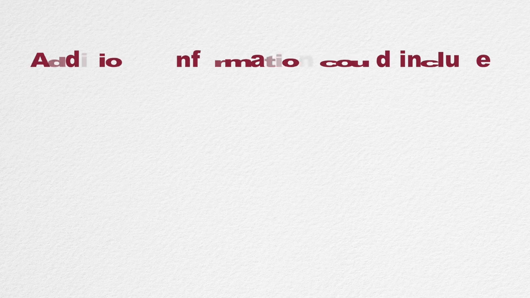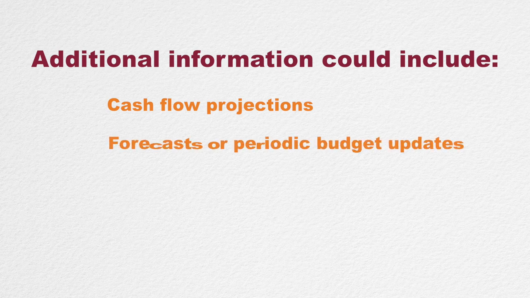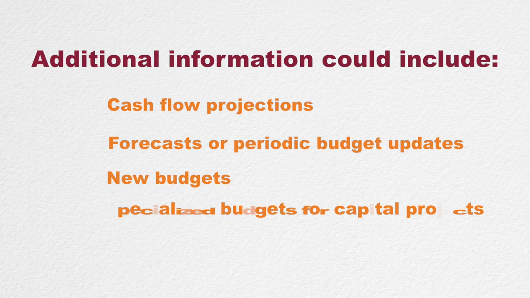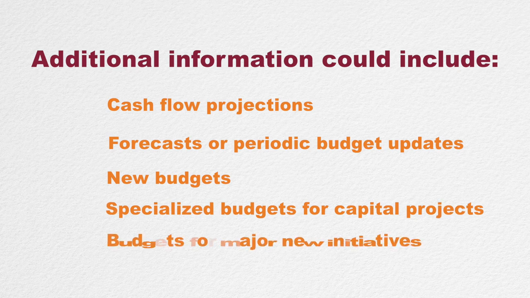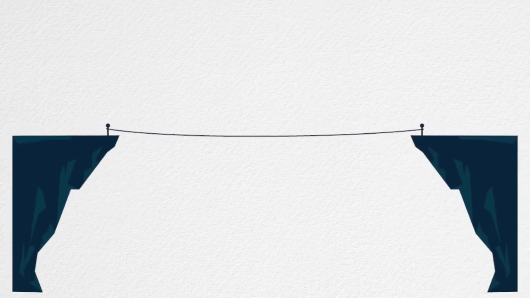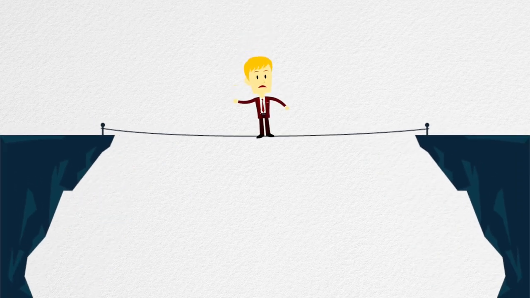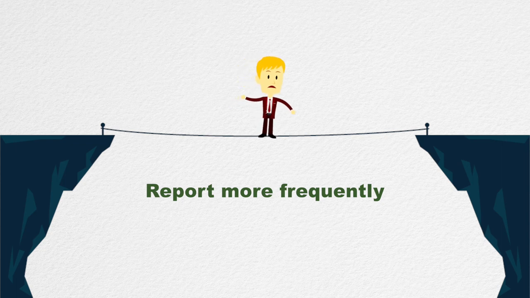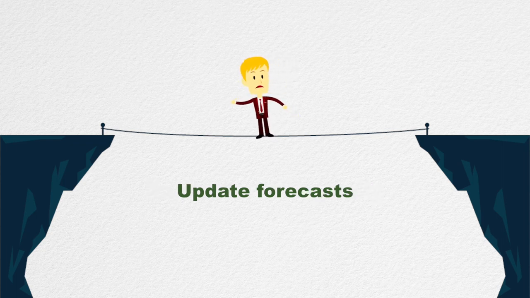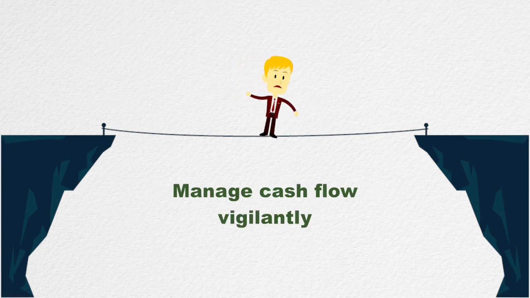At times, it may be appropriate to provide additional information to your board, such as cash flow projections, forecasts or periodic updates to the budget, new budgets, specialized budgets for capital projects or major new initiatives. In times of financial difficulty or crisis, you'll also need to provide more detailed information, report more frequently, update forecasts and track against plans, and manage cash flow vigilantly.